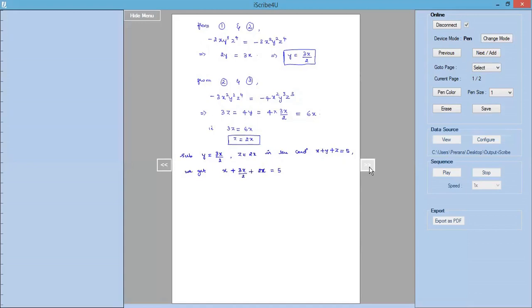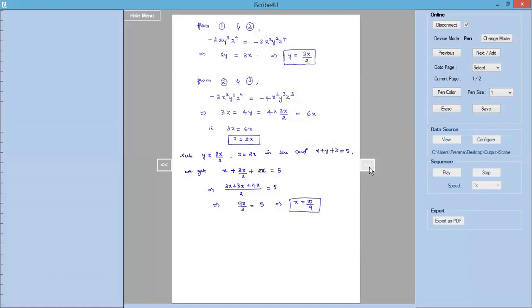So we will try to simplify this by taking the common LCM. 2 is the LCM. Numerator will be 2x plus 3x plus 4x, and that is equal to 5. And this in turn gives us 9x divided by 2 is equal to 5, or x is equal to 10 by 9. X is equal to 10 by 9.